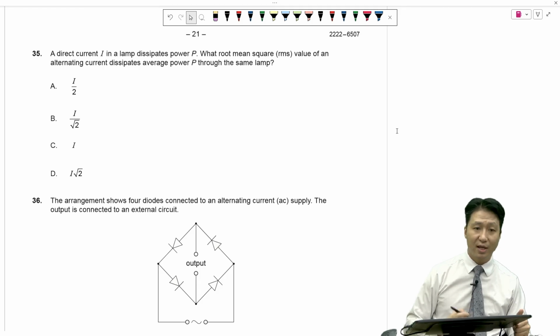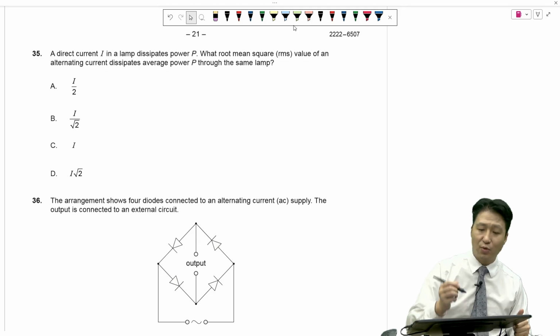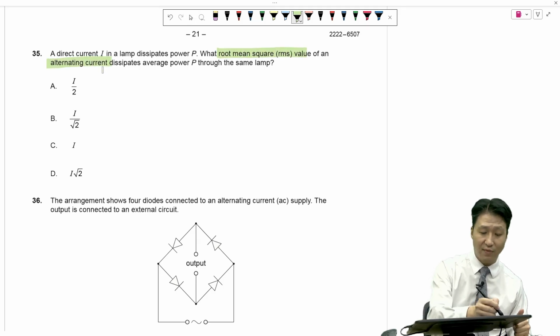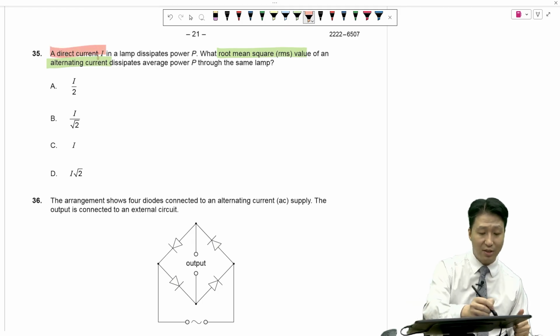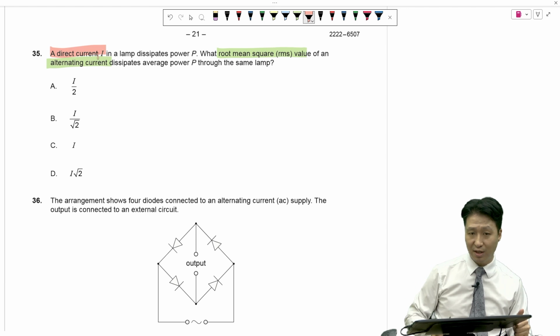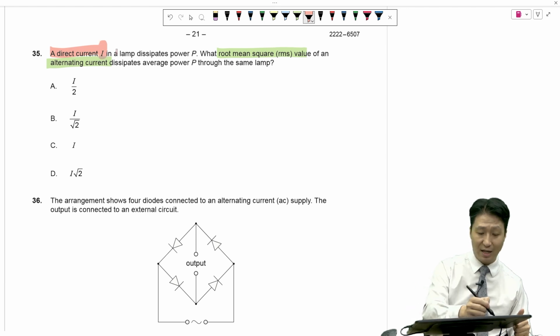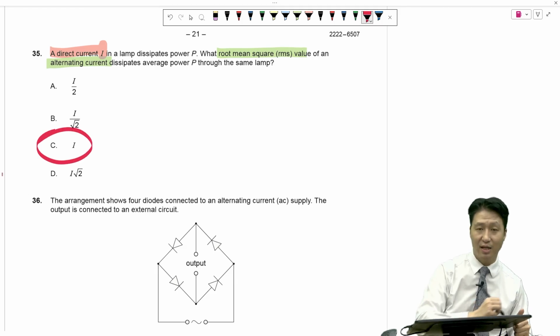Number 35, a direct current I in a lamp dissipates power P. What root mean square value of an alternating current dissipates the average power P through the same lamp? This is a trick question, and the reason it's a trick question is because the root mean squared of an alternating current literally means what equivalent direct current do you need to get the same average power. So if you need a power I in that direct current, the RMS would also be I. The answer will be C.